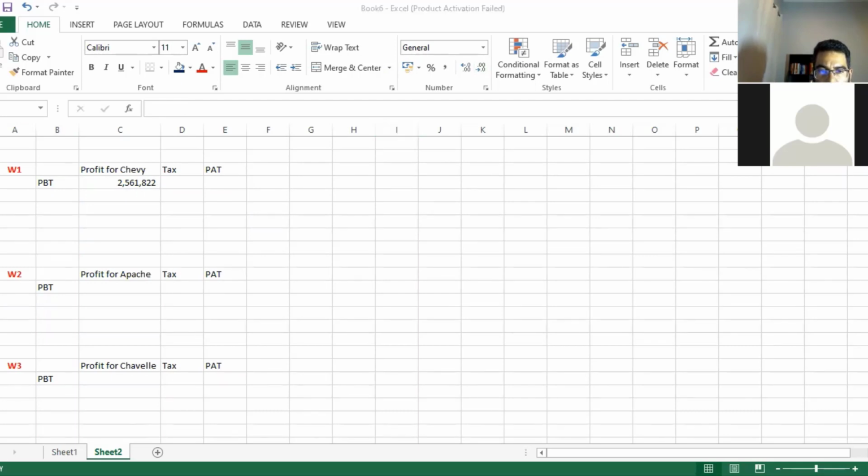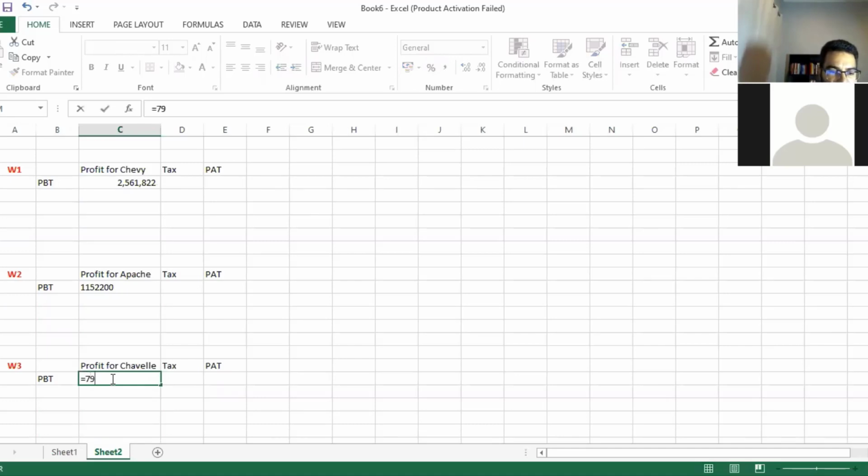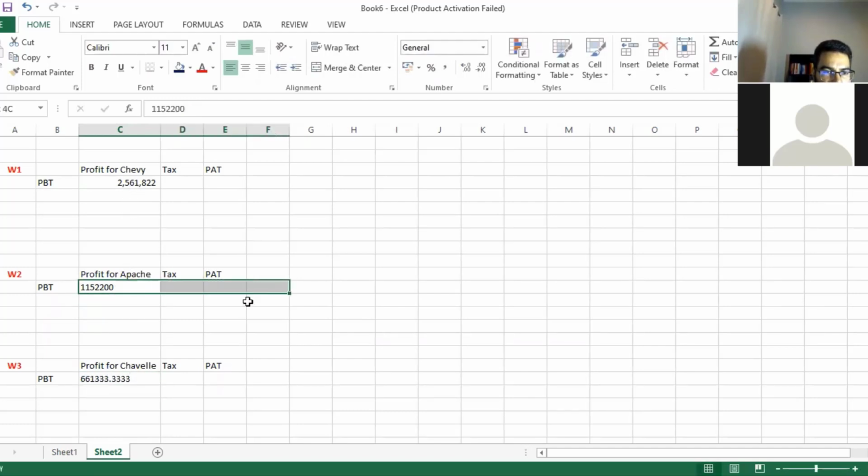Then the profit for APAC was 1,152,200, also a credit. And then for Chevelle, 793,600. But now remember, for Chevelle, we didn't have the full year. We acquired Chevelle in the current year. We only had 10 months of it. So we need to multiply by 10 divided by 12. Okay, so now I can do that.